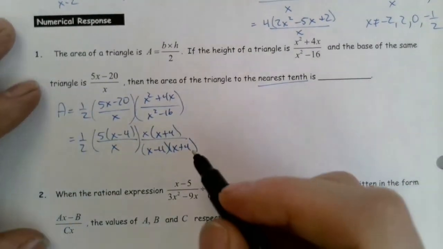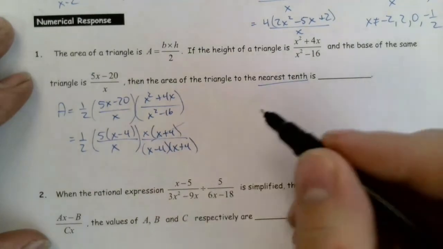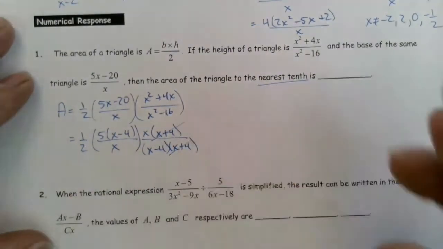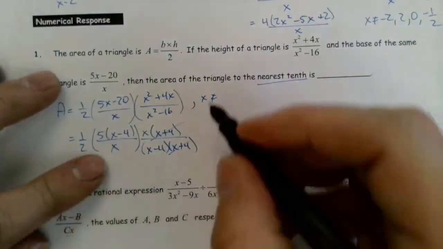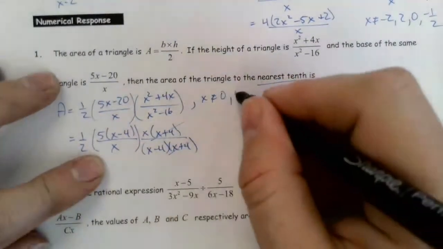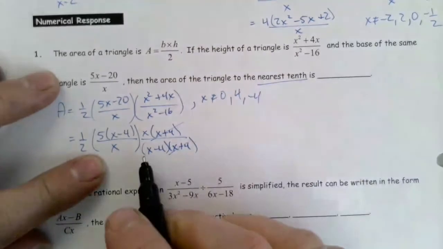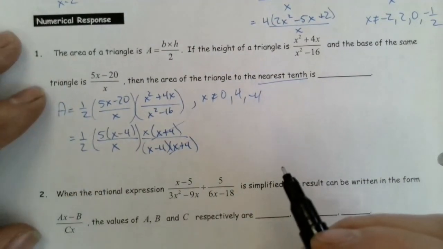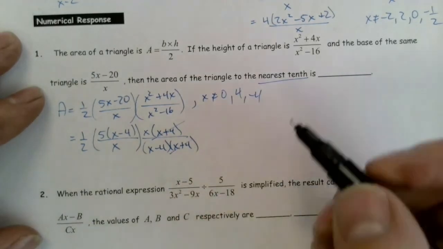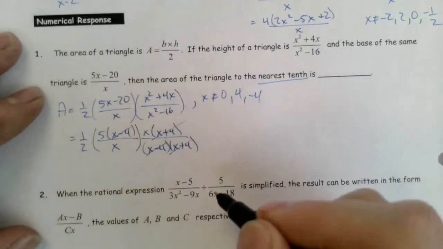Okay? So here, I've got an x plus 4 in the numerator, x plus 4 in the denominator. Oh, shoot, I forgot. I should be identifying non-permissibles here. x can't go to 0, x can't go to 4, x can't go to negative 4. Okay? 0, 4, negative 4. Now, the x plus 4s cancel. The x minus 4s cancel.